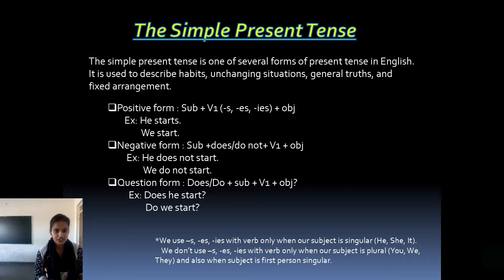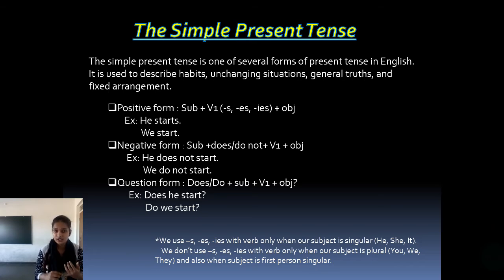Then the next, the negative form. How do we construct a negative sentence? First subject, like we have seen before. Here the auxiliaries are does and do. In negative form we use the auxiliary does or do plus not, as when we form a negative sentence we always use not, plus verb's first form plus object. Here we do not write s, es, ies with anything. Here we only use does and do, the auxiliaries.